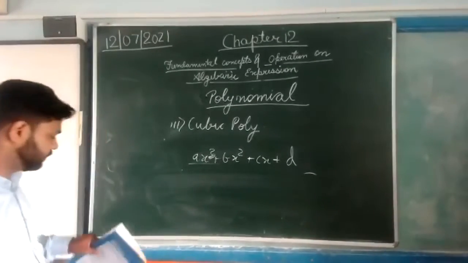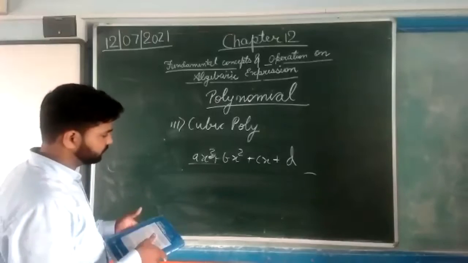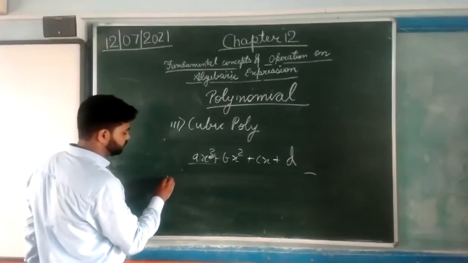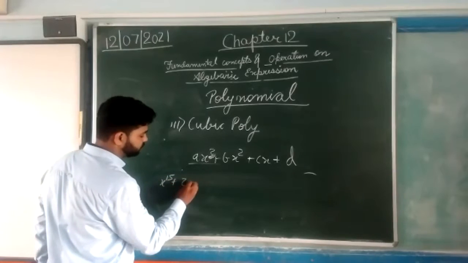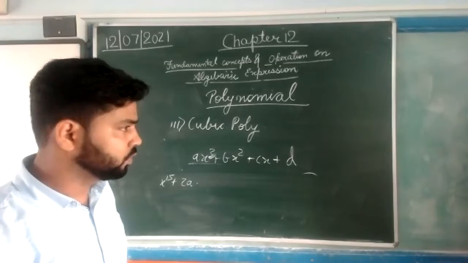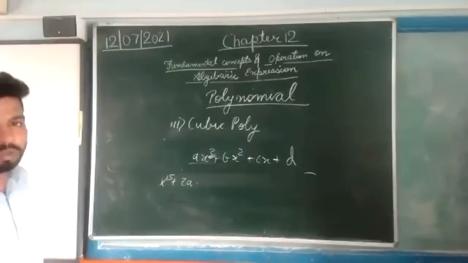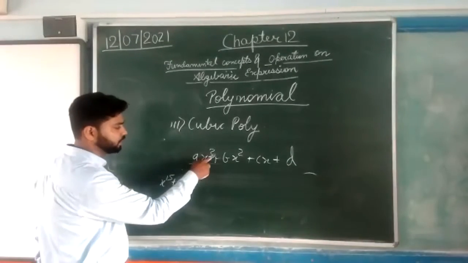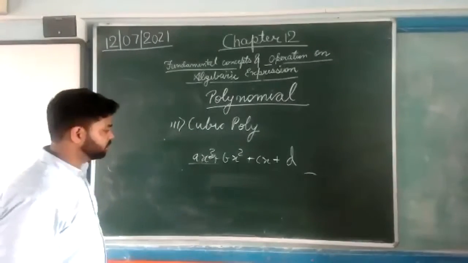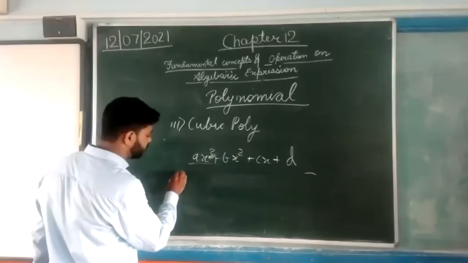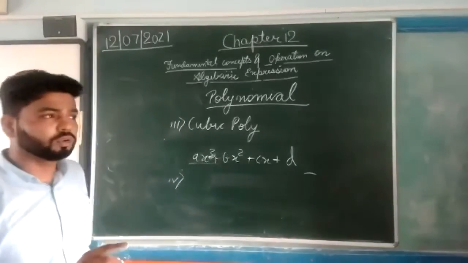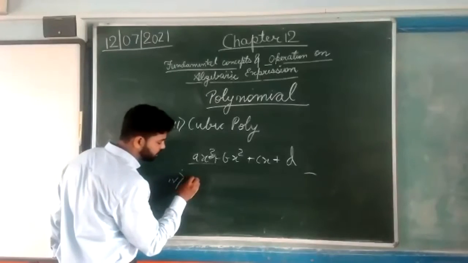Yes, Akash. Sir, if any equation is there, like x to the power 15 plus 2a, like this type of thing, is it a cubic or any other polynomial? No, that will not be a cubic polynomial, because cubic consists only of a maximum power of 3. And these types of equations cannot be solved at your level. It can be solved in the higher levels.